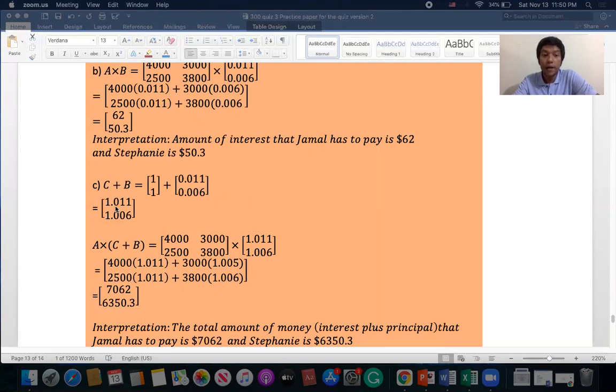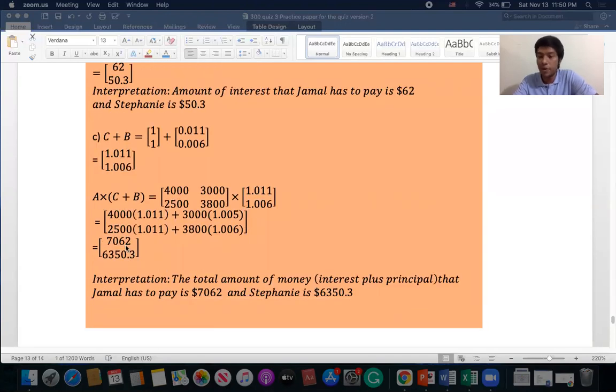Since you have this 1, then this interest, 1, then this interest, it actually means that this is the total amount of money that Jamal and Stephanie have to pay. Total means the principal amount plus the interest amount. Because Jamal already borrowed $7,000 if it is dollar. Yeah, $7,000 he already borrowed. And then Stephanie already borrowed $2,500 and $3,800. So this is the total amount of money, which means interest plus principal, that Jamal and Stephanie have to pay.